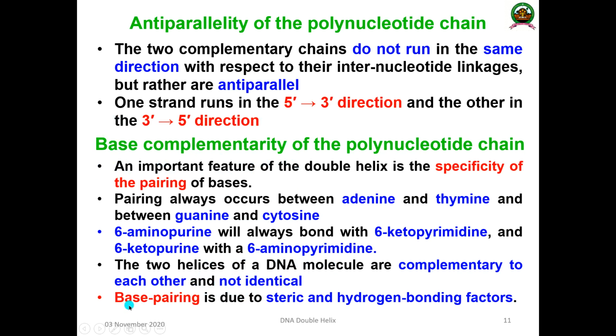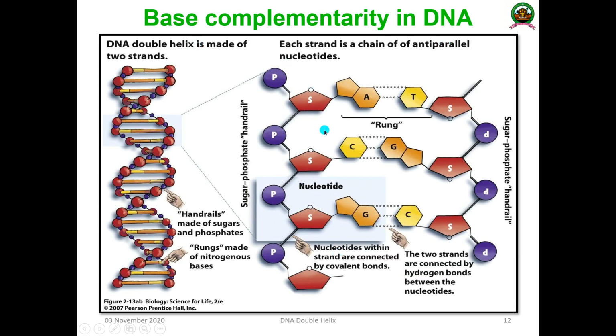That is known as base complementarity, okay. The base pairing is mainly due to two important parameters: one is the steric factor, another one is the hydrogen bonding parameter. We will discuss that, okay. This is the base complementarity. This is DNA made up of two strands. Here you can see the complementarity of the bases. Adenine is always paired with thymine by 2 hydrogen bonds, cytosine is always paired with guanine with 3 hydrogen bonds, guanine is always paired with cytosine with 3 hydrogen bonds, and thymine is always paired with adenine with 2 hydrogen bonds, okay. We discussed this yesterday also. This is the base complementarity.